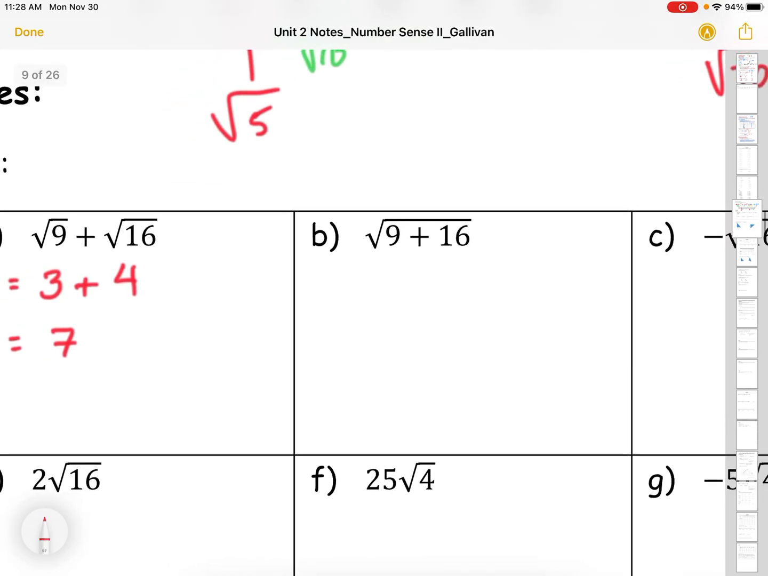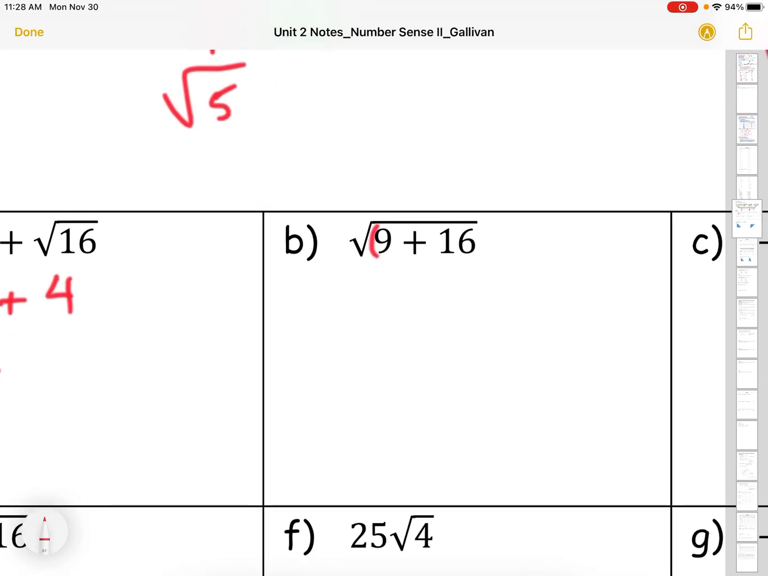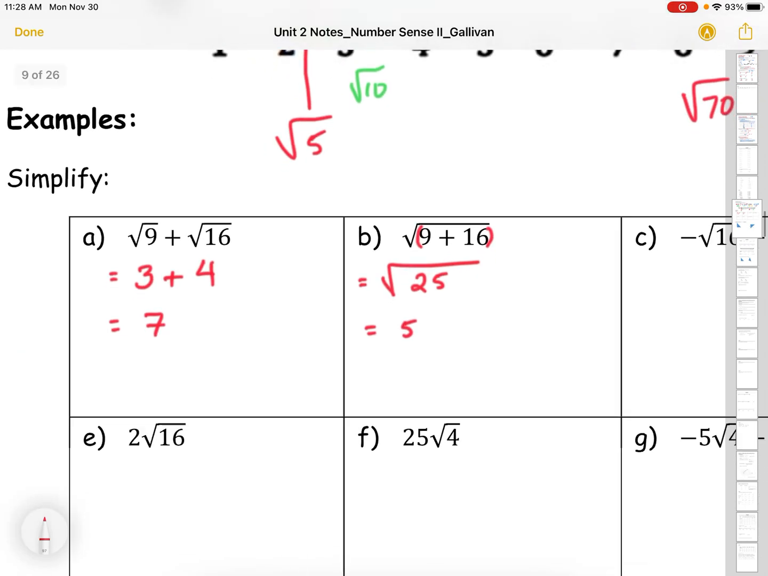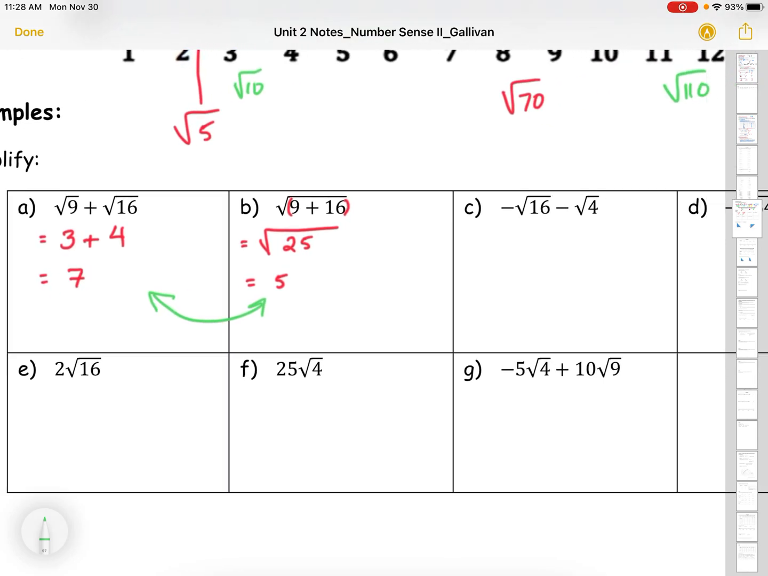Next one, however, they're both underneath the square root, so you would almost treat them like they are in a bracket, and you would solve that first. You would do the addition, okay? So 9 plus 16 is 25. Square root of 25 is 5. If we compare those two, there is a difference between doing it under the bracket first or outside of the bracket, okay?